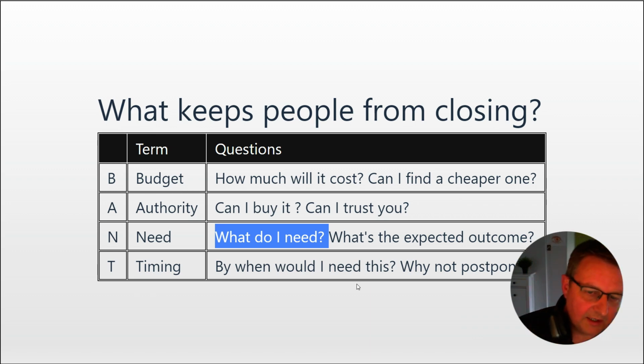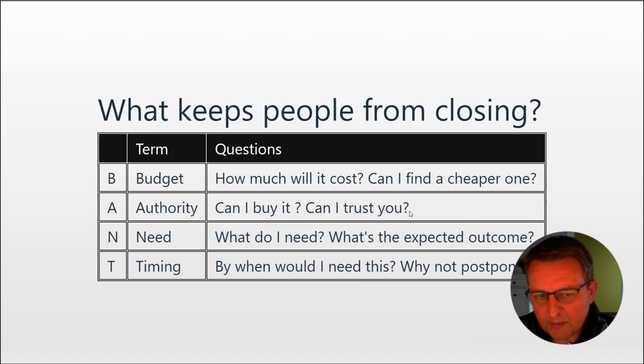And then last but not least, there's timing. By when would I need this? Why not postpone it to next year? Who knows? So these are the typical things when people tend to be hesitant to activate. You can come back to one of these 4 typically, or maybe even, to be honest, it's usually more than one. It's typically 2 or 3 out of 4.